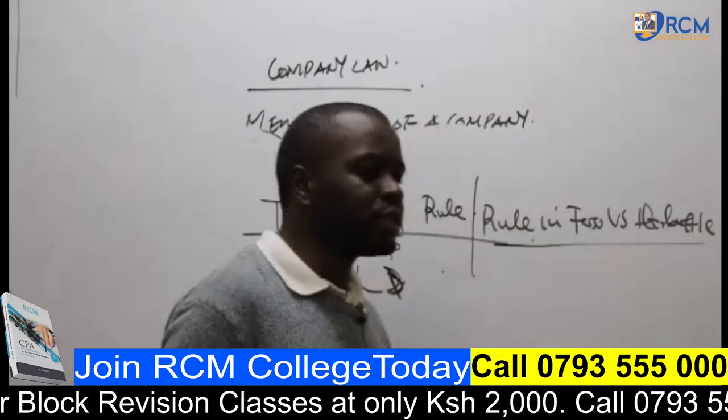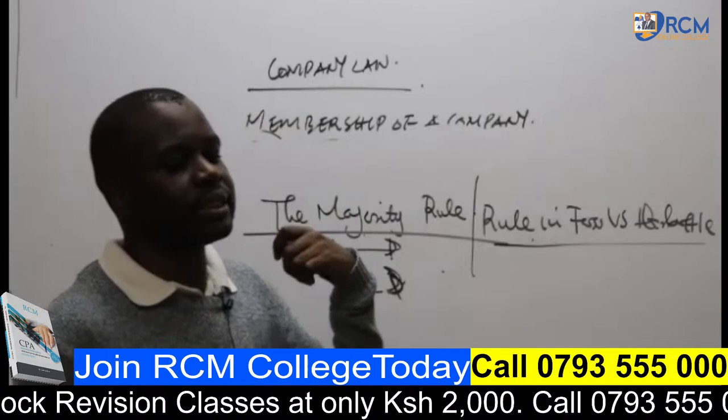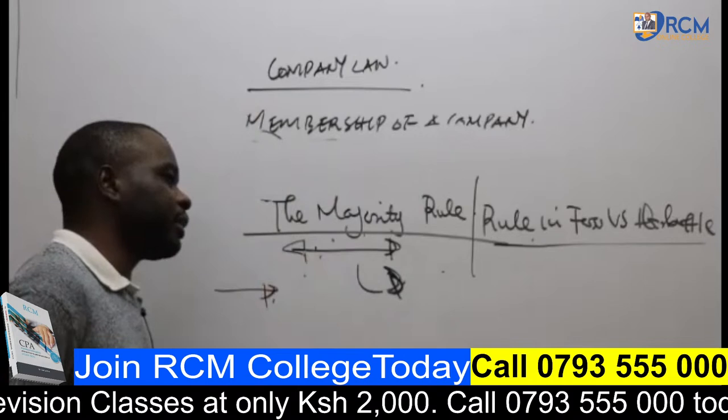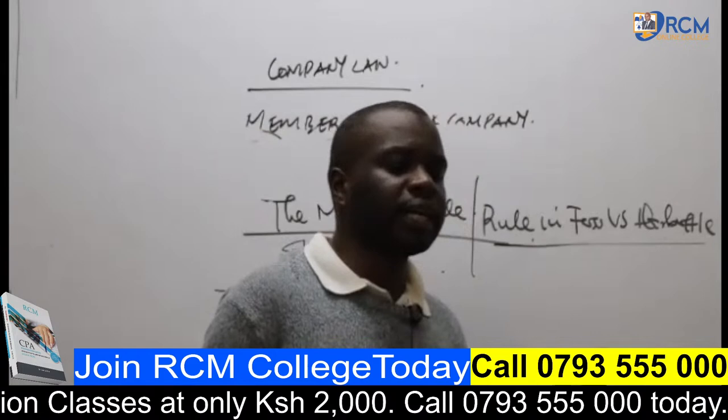The other key important thing that we must know, and we look at it next time, are the exceptions to the majority rule. Under what circumstances can the decision of the majority not stand and be overturned maybe by the minority? So we look at the exceptions to the majority rule in our next class.